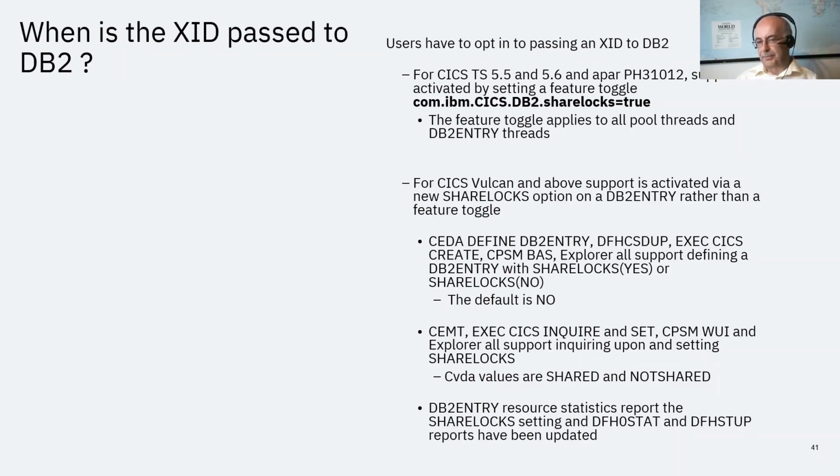With CICS Open Beta, if you want this new capability, you have to have a DB2 entry, and you have to say sharelocks yes on that DB2 entry. And that sharelocks option is supported in all the standard ways of defining an entry: CEDA, CSD, UP, CPSM, etc. The default is no, so you have to opt into it. And all the standard inquire and set and stats, etc., have been updated to report the new option and what the setting is. So that's XID support.